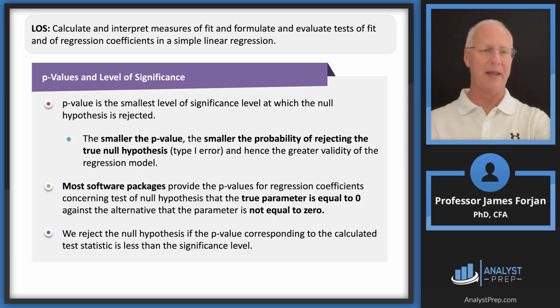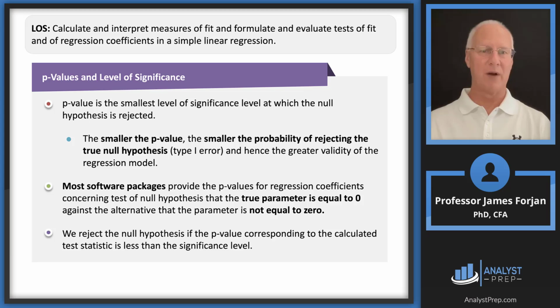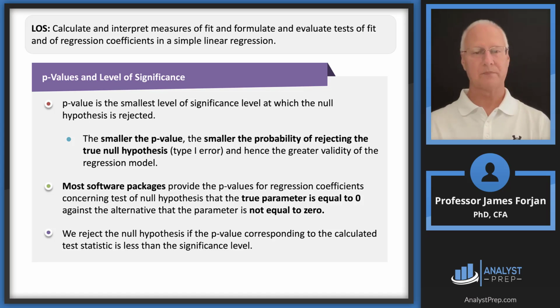Look at that indented bullet point. The smaller the p-value, the smaller the probability of rejecting a true null. So there's that type 1 error that we talked about. Remember, I gave you that great table in a previous learning module about the difference between type 1 and type 2 errors. In fact, I even think I asked you to take a picture of it.